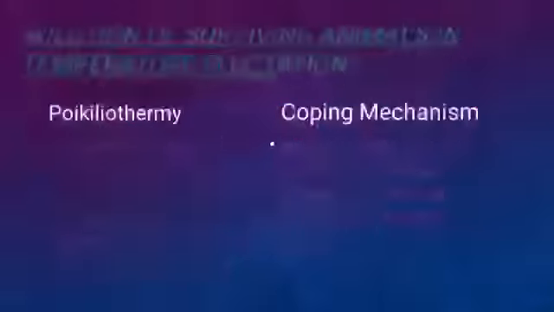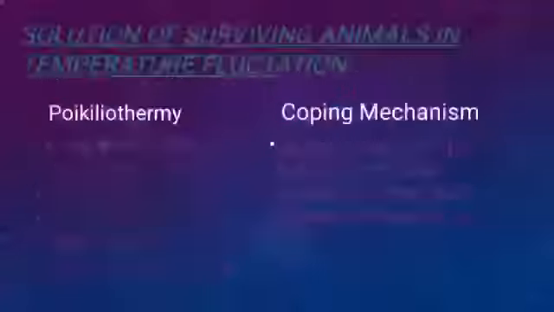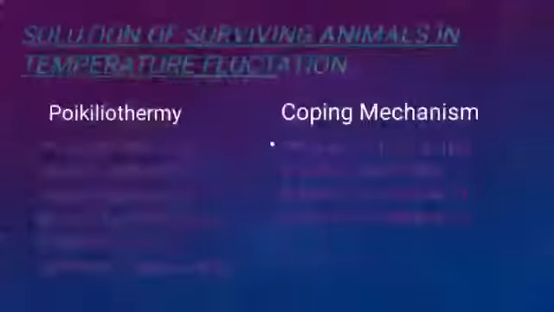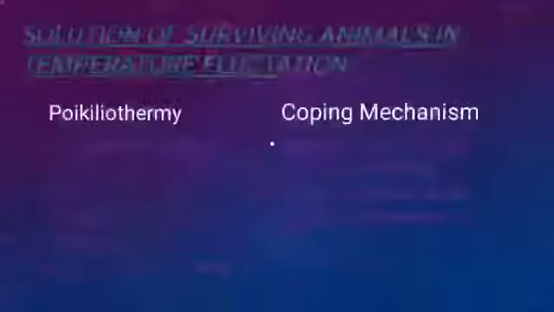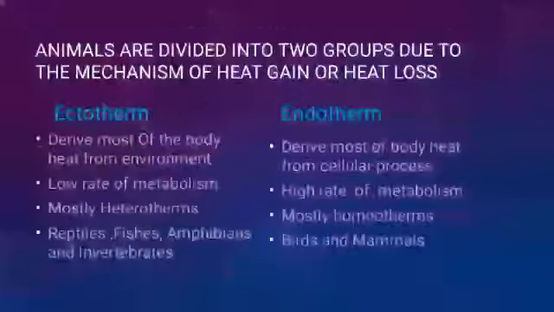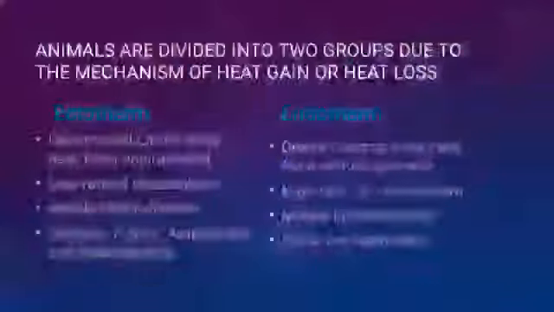Then solutions for surviving animals in temperature fluctuation. Number 1, poikilothermy. Number 2, coping mechanism. Poikilothermy: an organism that cannot regulate its body temperature except by behavioral means such as basking and burrowing. Then coping mechanism: animals can find a habitat where they can cope with extreme temperature. As you can see in this image, poikilothermy and coping mechanism.